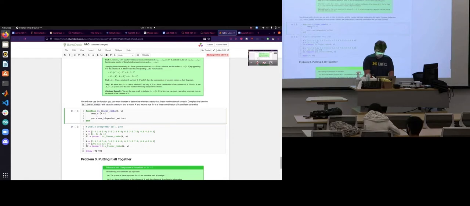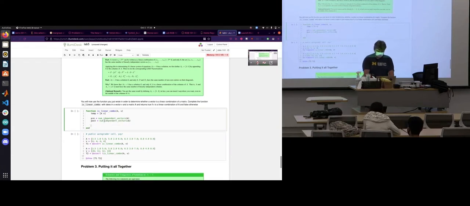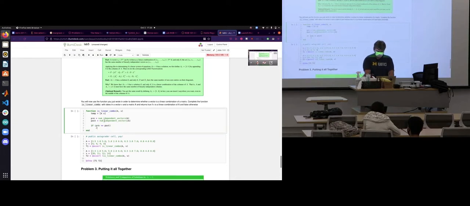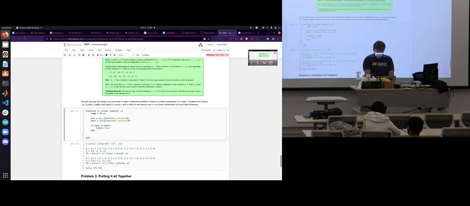We'll check how many independent vectors there are before we do the concatenation, and how many independent vectors there are after we do the concatenation. And if there's the same number of linearly independent vectors before and after, we deduce that whatever we just added is dependent, so we return true. Otherwise, we return false.